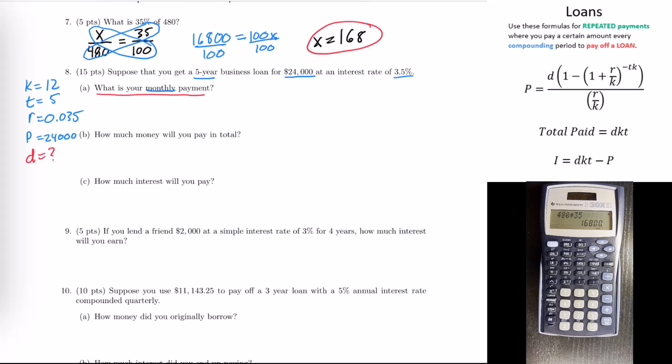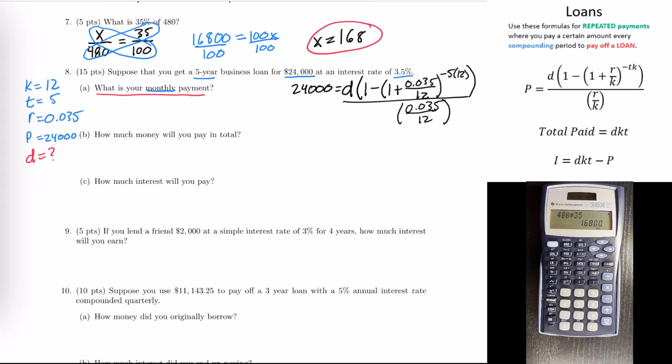So we'll go ahead and use the loans formula, which says that P, which is our $24,000, equals the variable D times, in parentheses, 1 minus, in another set of parentheses, 1 plus our interest rate of 0.035 divided by 12, all raised to a negative exponent of 5 times 12. And then all of that is divided by our interest rate of 0.035 divided by 12.